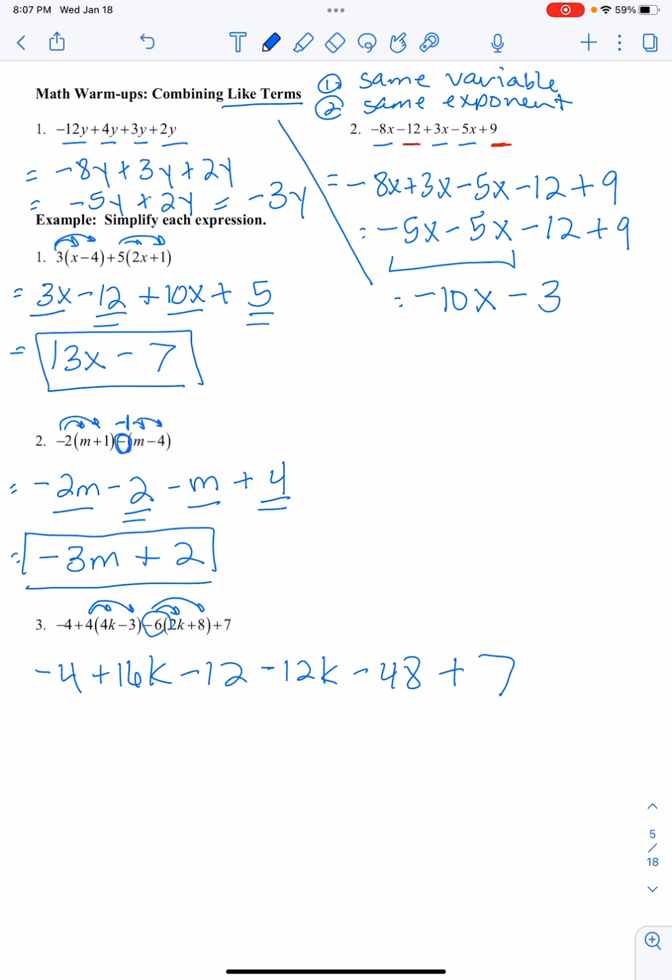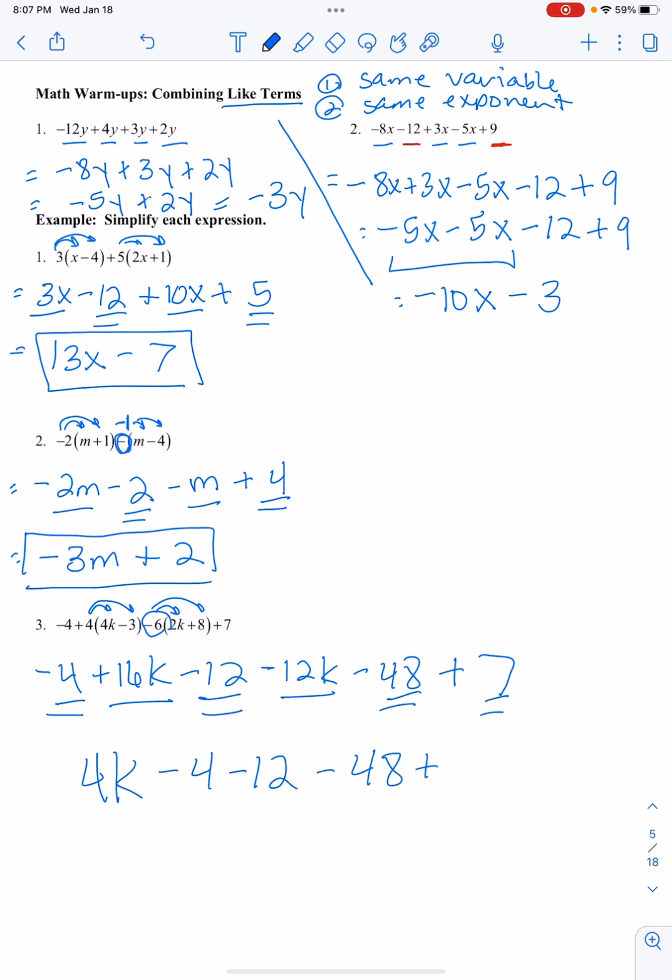I like to combine variable terms first. That means the ones with the letters, so 16k and negative 12k we're going to combine by subtraction and get 4k. Now we're going to take negative 4 minus 12, so let's write out what we have left. And let's work left to right. So we keep the 4k. Negative 4 minus 12 is negative 16 minus 48 plus 7.